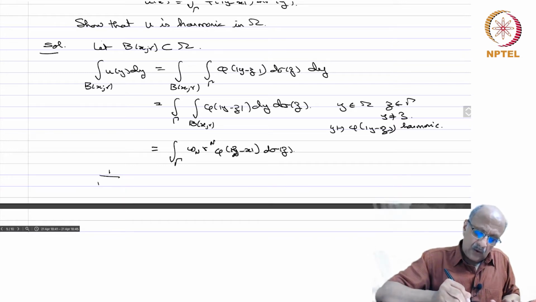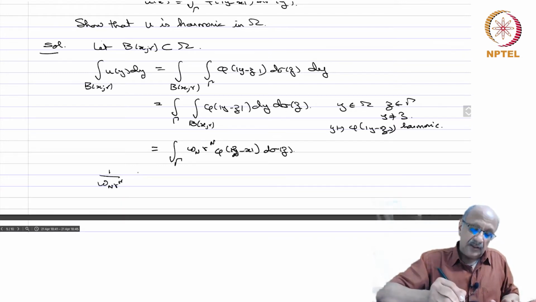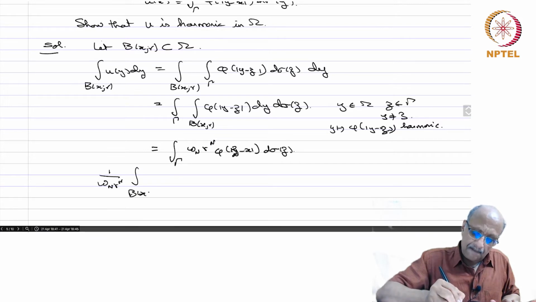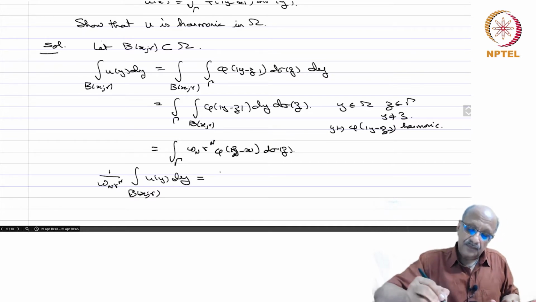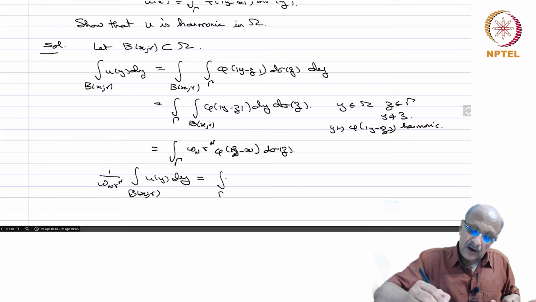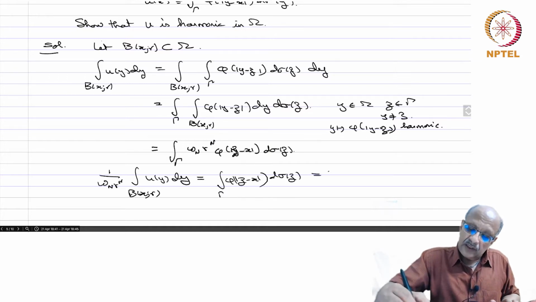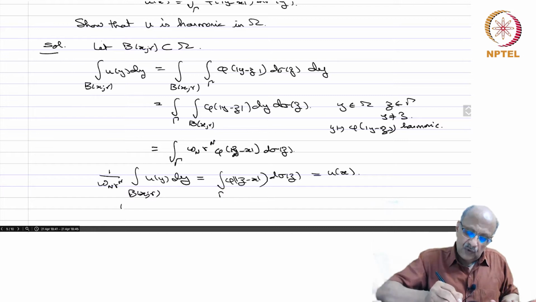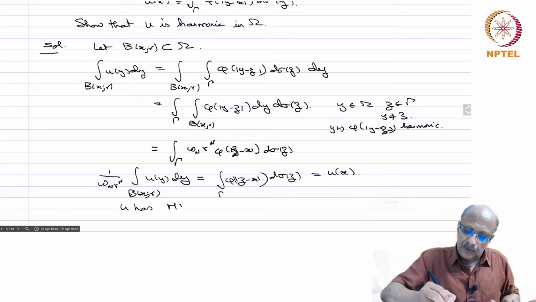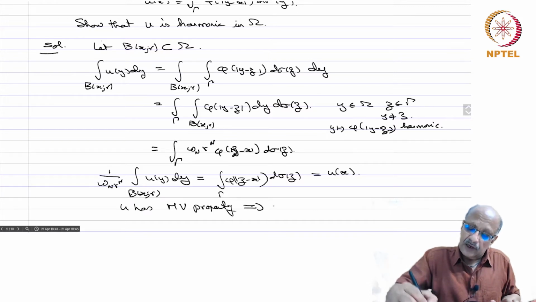Therefore 1 by omega n r power n of the integral on B(x, r) of u of y dy is equal to the integral on gamma of phi of mod z minus x d sigma z, which is nothing but u of x itself. Therefore u has the mean value property, and we know therefore that it is harmonic.